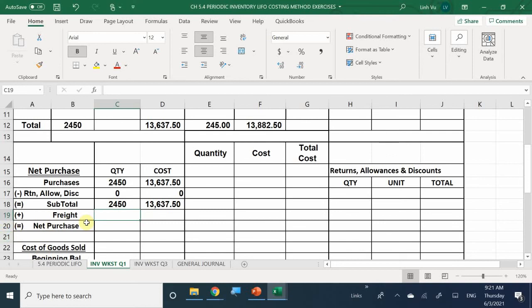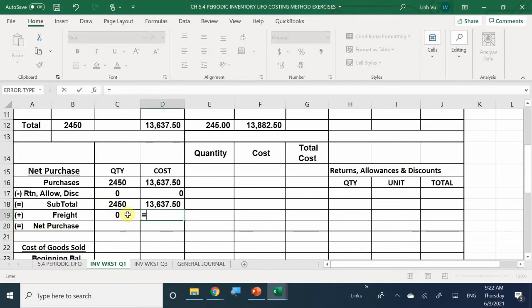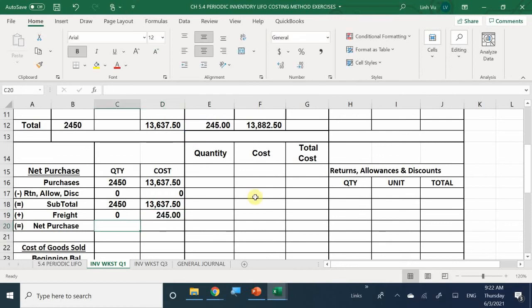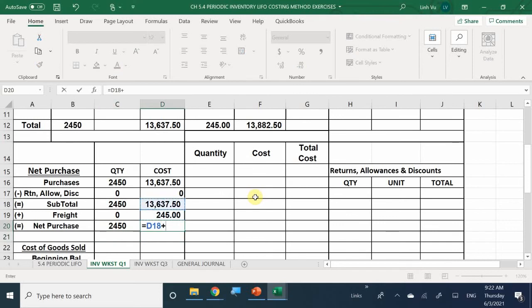All right. Freight once again adds 0 to quantity, but it adds to the cost. What was my freight again? $245. So now we're going to add up our columns, because freight increases. In this case, it doesn't change my quantity, but it does change my cost to equal $13,882.50. So once again, here we could take a look.